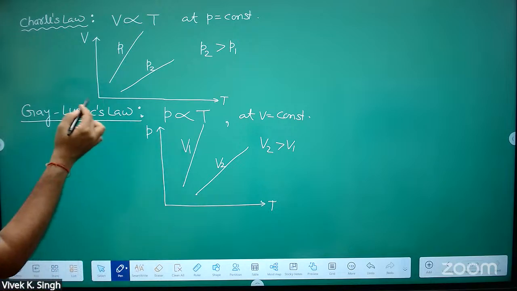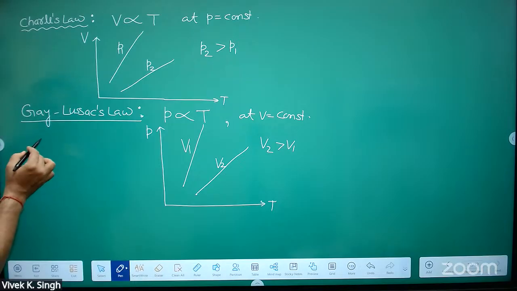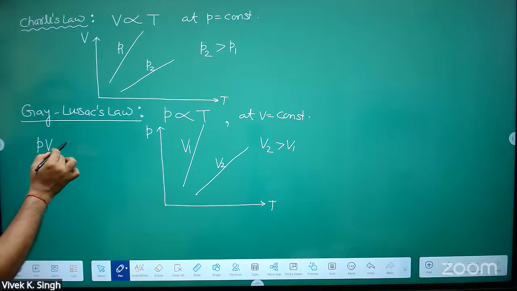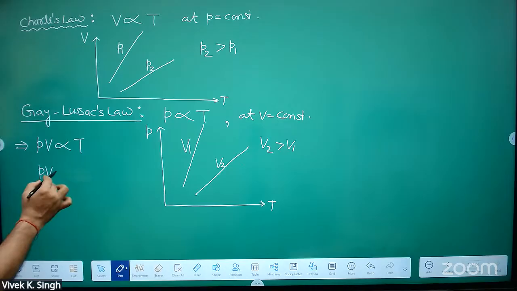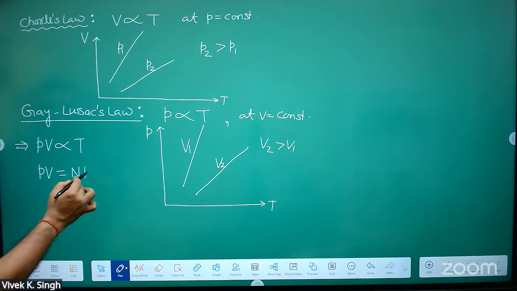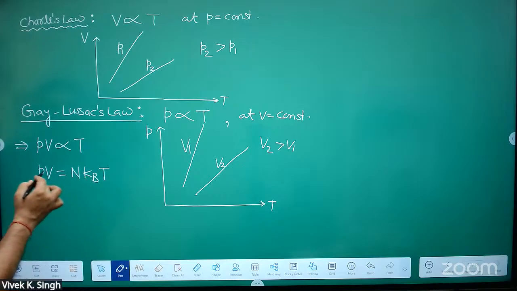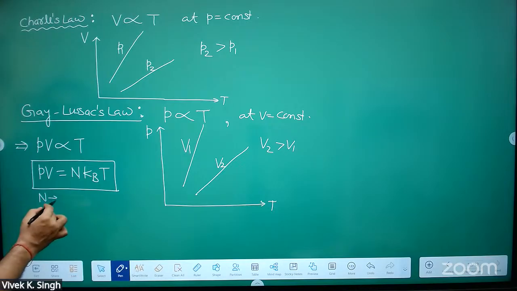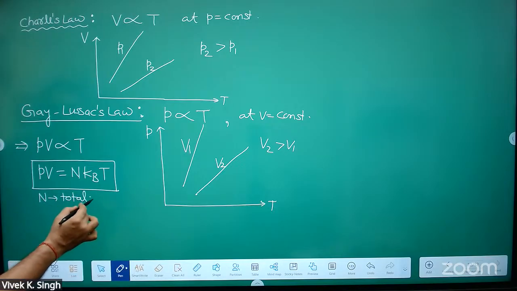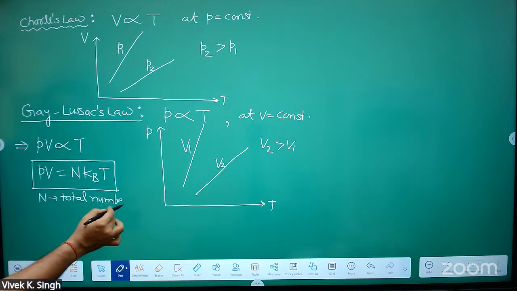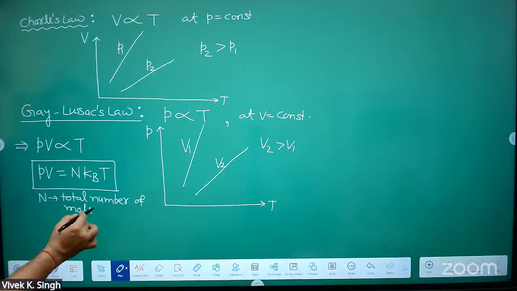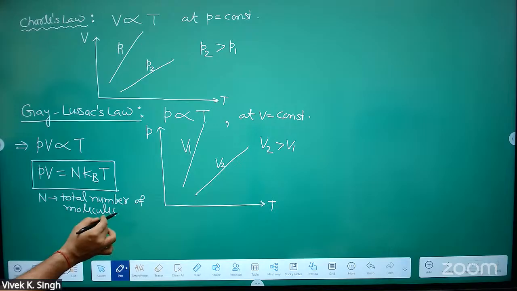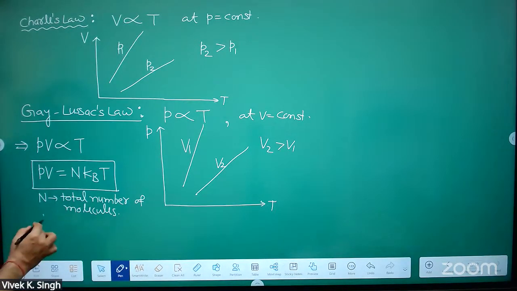So if we combine these three laws, we can write that PV is proportional to T. And we can write PV is equal to N kB T. N is the total number of molecules in an ideal gas, and kB is the Boltzmann constant.